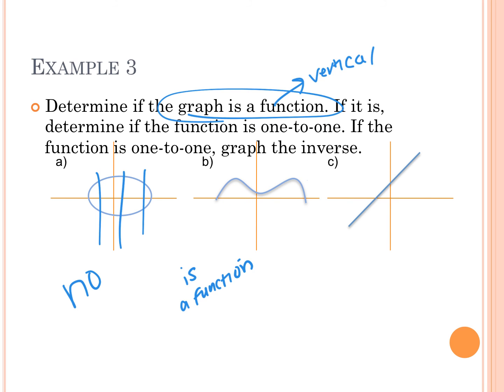Second part says, is it one-to-one? Now that's our horizontal line test. Is it the third function? Yeah. Is this one-to-one? No. So I did one step, but I'm now done. Not one-to-one, which means it doesn't have an inverse.